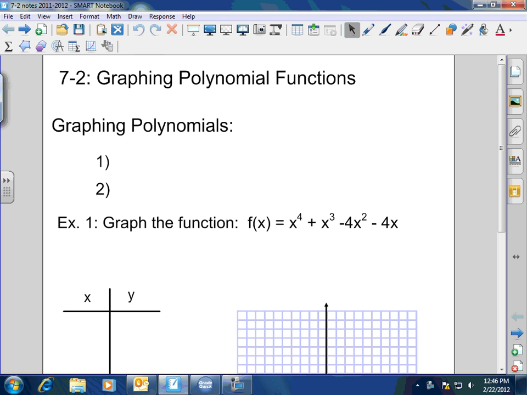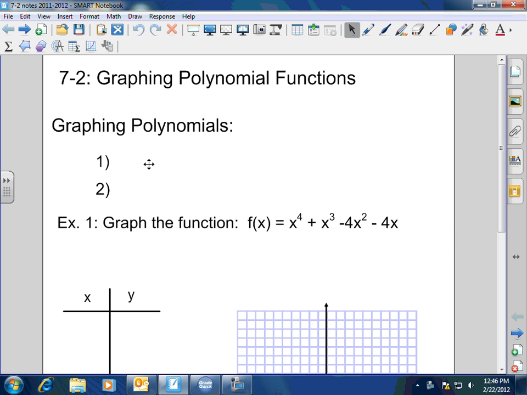So for graphing polynomial functions, we have to use all of the skills that we've learned in the past. We know how to graph a quadratic. We know how to graph a linear by using tricks. In this case, when we're graphing large degree polynomials, there are not really a lot of tricks that we can use, but we can use a lot of the facts that we know about polynomials to help guide us on what the graph is going to look like.